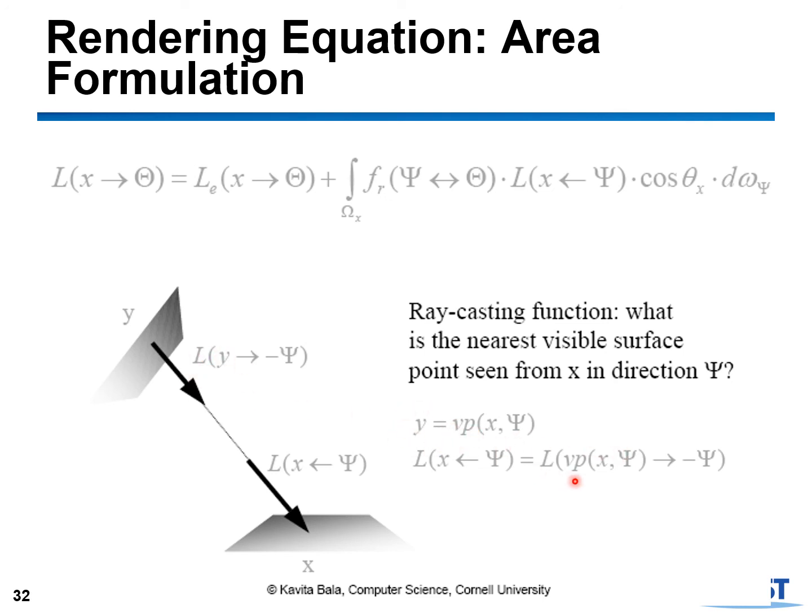This is the same as the radiance value starting from y in that direction. This is a little bit of an abuse of notation. I defined this direction as minus psi. They are essentially the same thing, due to the invariance of radiance.